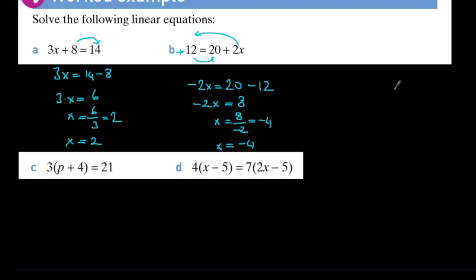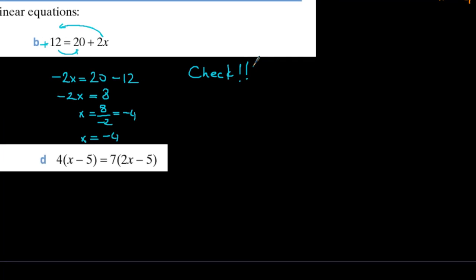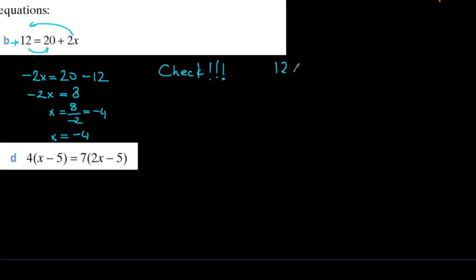Let's check this one here, as you were checking before. Check means when you have 12 is equal to 20 plus 2x, instead of x you put minus 4, which is the answer. Then let's see, is the equation going to be satisfied?